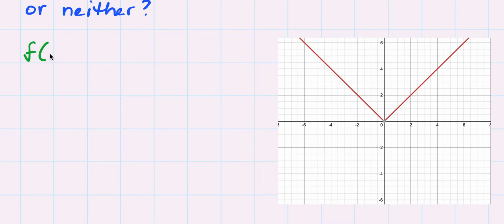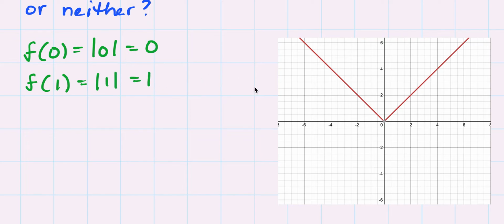If I let x be 0, well, the absolute value of 0 is 0, so I have a point at the origin. If you plug in 1, the absolute value of 1 is 1, so you have a point at 1, 1. And then also at 2, 2, if you plug in 2, and 3, 3, 4, 4, and so on. And if you plug in negative 1, you're going to get the absolute value of negative 1, which is 1. So that's why you have a point at negative 1, 1, negative 2, 2, and so on, because you're just taking the absolute value of it. So this graph makes sense. It's a V-shaped graph.